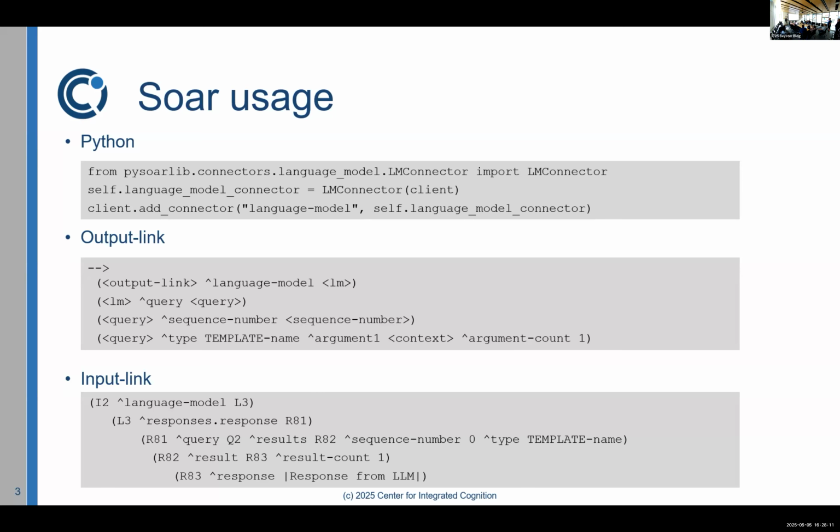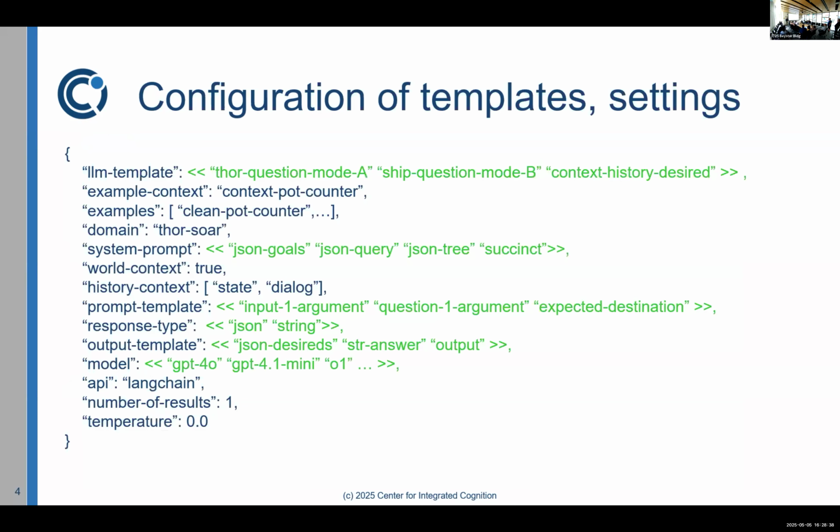And then what you get back on the input link is a language model response that includes your original query, which has the sequence number, as well as the response or multiple responses from the language model, which might just be a string and it might be a Soar structure, but I'll go into that. I forgot to put here, you can also delete the input link responses by sending a delete LM response with the sequence number, so you can clear up the input link.